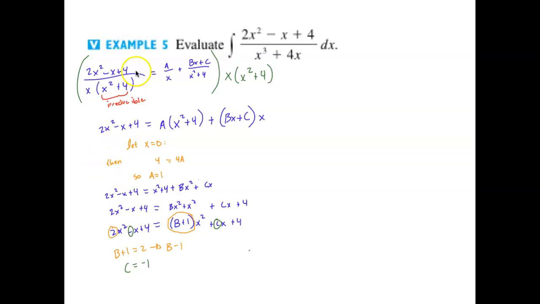Hey, update. Come on, screen. There we go.